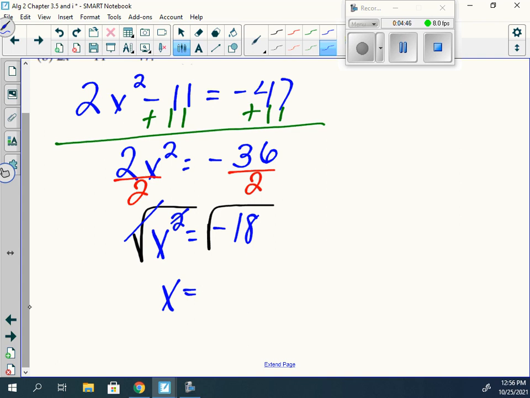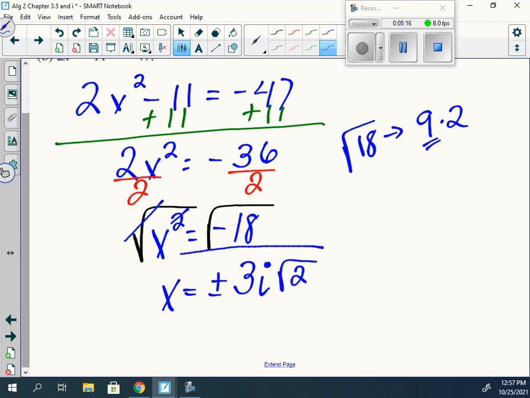Now we need to take the square root of negative 18. Well, we would have plus or minus. A negative would come out as i, but we do need to take the square root of 18. Now, 18 is not a perfect square, so we can't just take the square root and get a whole number. But 18 is 9 times 2. Well, what is the square root of 9? 3. Square root of 2. And that would be our answer.